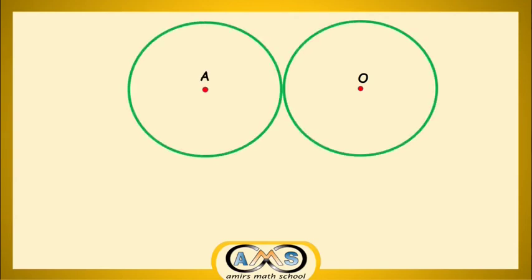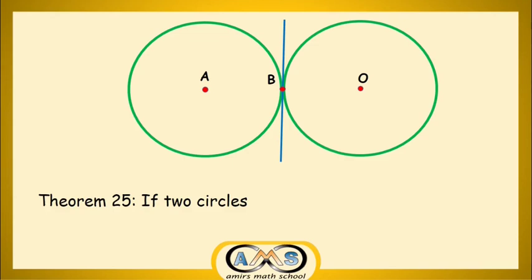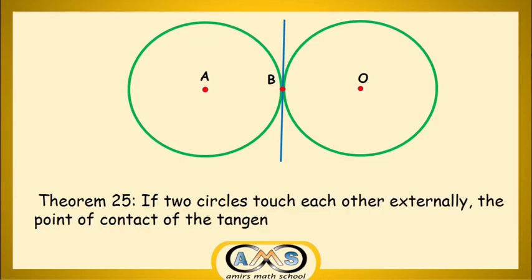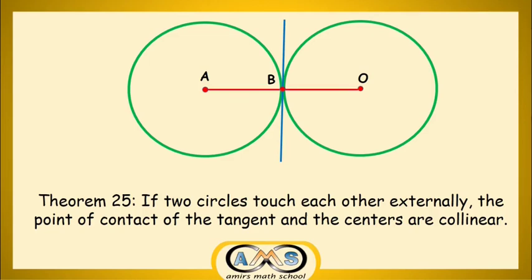If O is the center of one circle and A is the center of another circle, and this B is the point of contact for these two circles. Theorem 25. If two circles touch each other externally, the point of contact of the tangent and the centers are collinear. That is, this B is the point of contact for the tangent with the circle. Then the points A, B and O are collinear. That is, if we draw one line, this A, B and O will be points on that line.